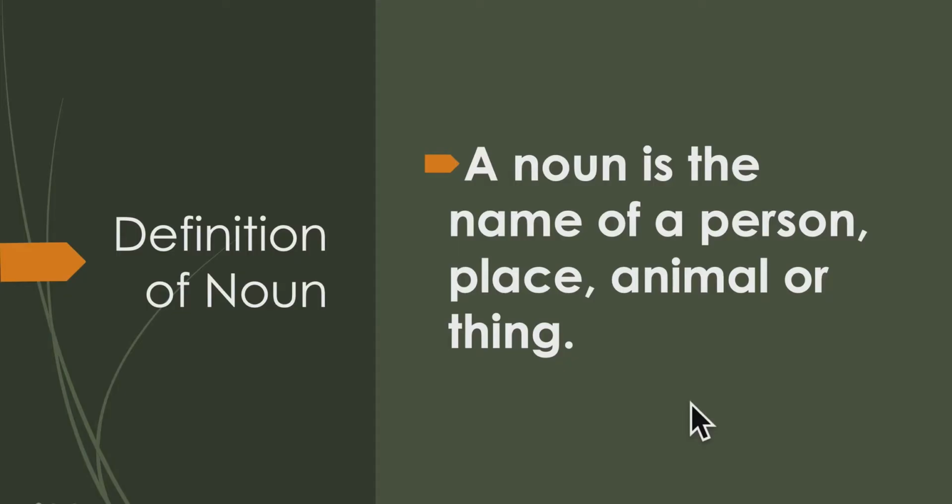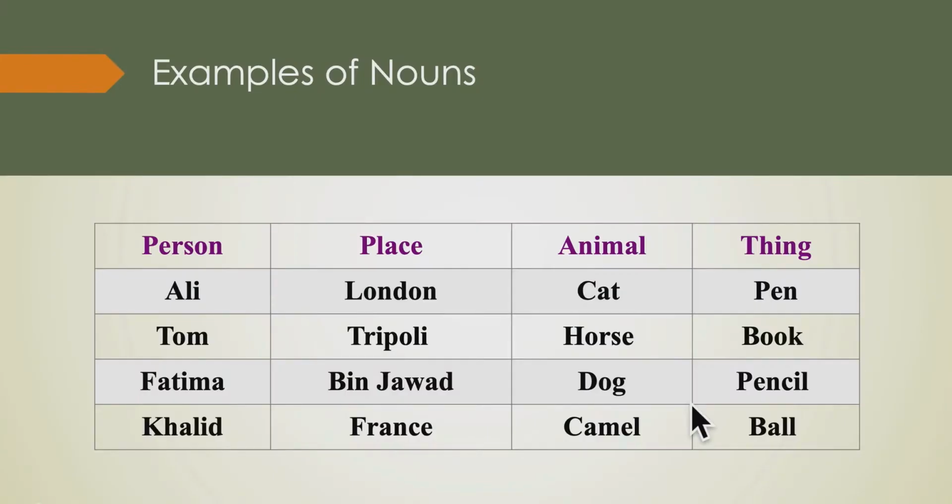Definition of noun. A noun is the name of a person, place, animal, or thing. Examples of nouns. We have the name of person, the name of place, the name of animal, the name of thing. The name of person we have Ali, Tom, Fatima, Khalid.